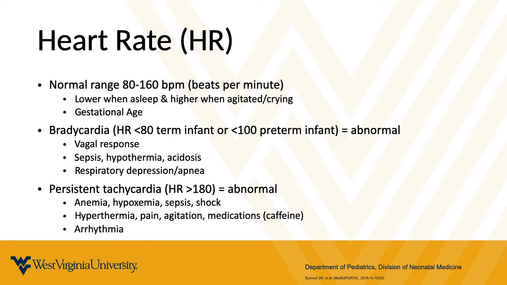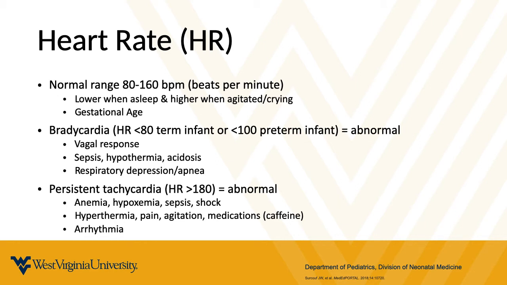The normal range for neonatal heart rate is 80 to 160 beats per minute. The rate is lower during sleep and higher when crying or agitated. Gestational age can play a factor in heart rate as well. The older the infant, the lower the resting heart rate may be.